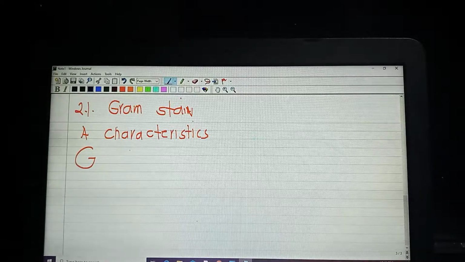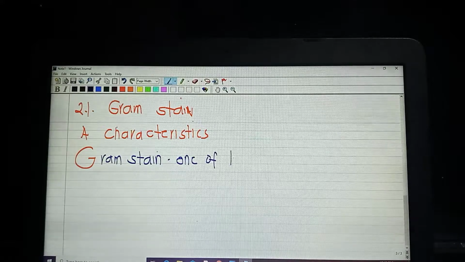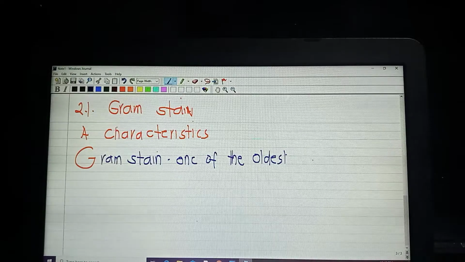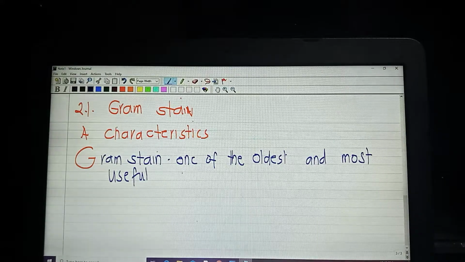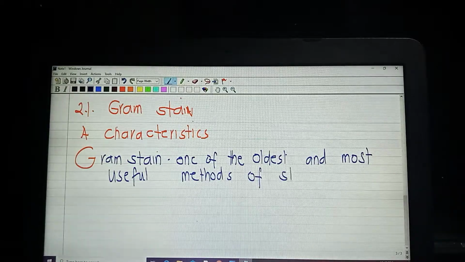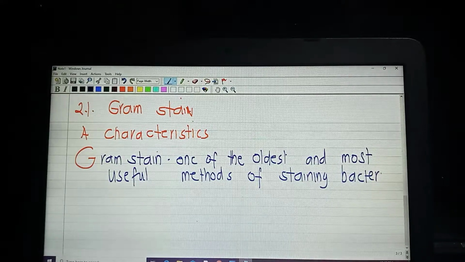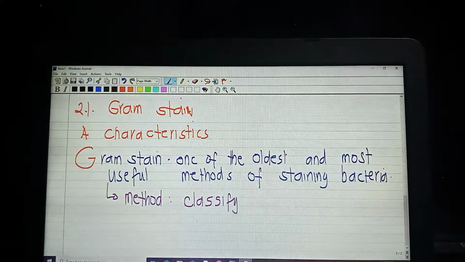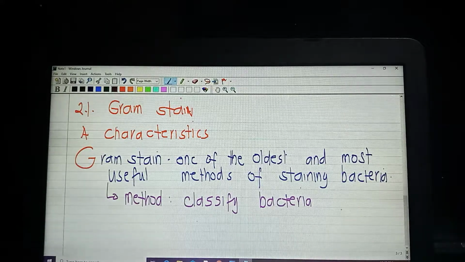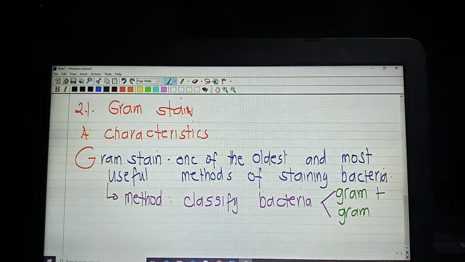First, your gram stain is one of the oldest and most useful methods of staining bacteria. This method is used to classify bacteria into gram-positive and gram-negative bacteria.